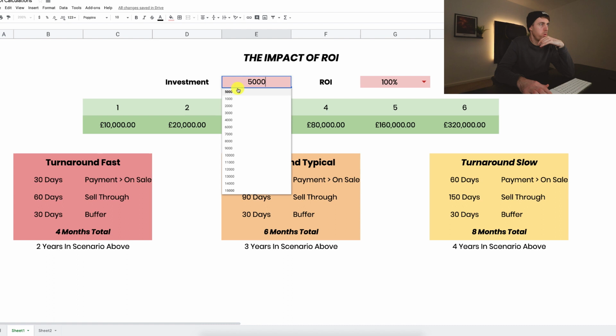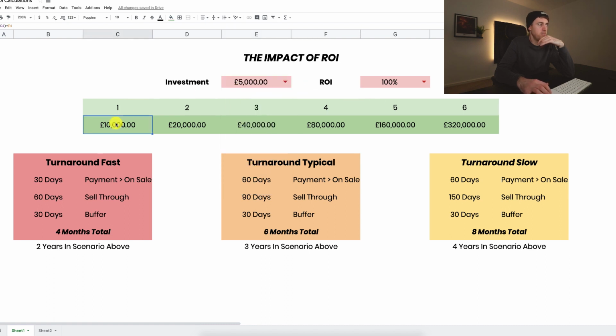Let's take one more quick example here of £5,000, and you see obviously first investment cycle at 100%, you're going to get £10,000 back. Second, 20, 40, and you see how it becomes £320,000. If we're using again this typical turnaround time of 3 years, that's £5,000 to £320,000 based on a 100% ROI, 6 month turnaround time, and continually reinvesting all of the money back into the business. That's the kind of capital that you would have sitting in the bank.